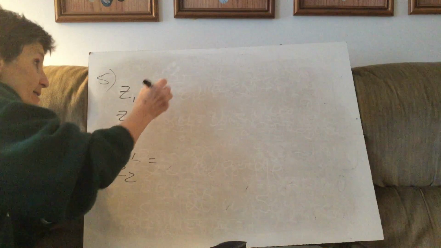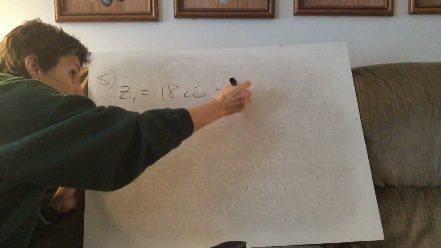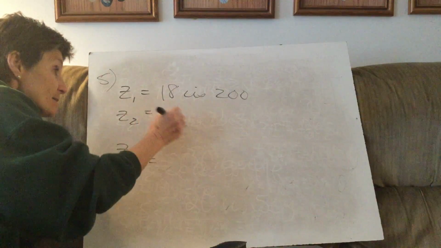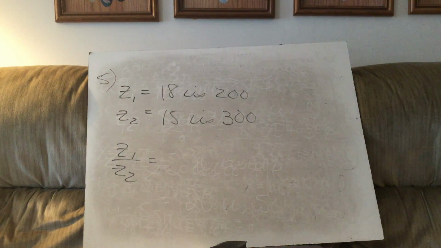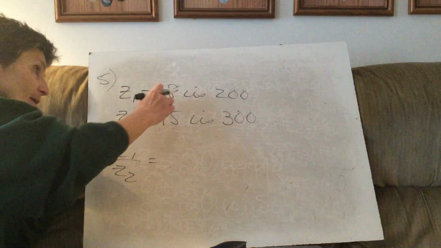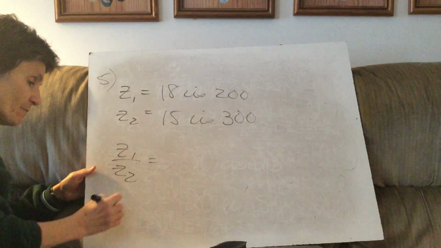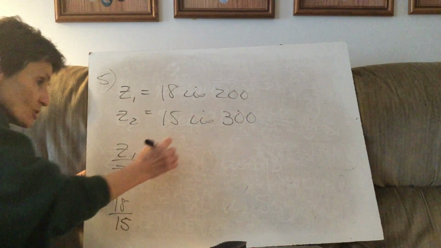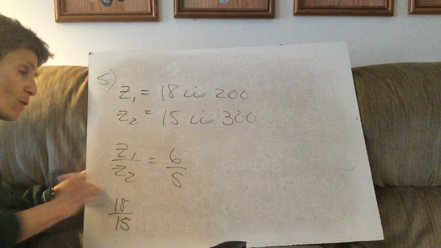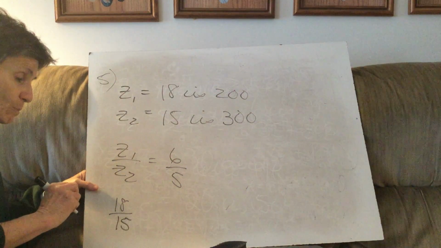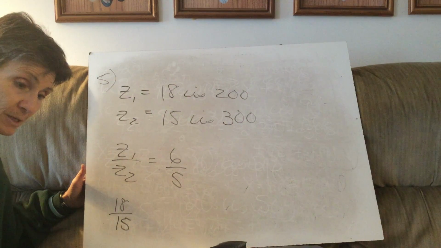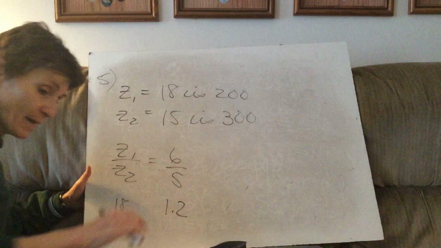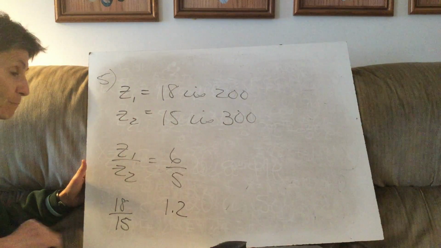All right, so the next one's 18 CIS 200 and 15 CIS 300. All right, so we're going to divide. Now, when we divide, we get 18 over 15. We're going to reduce that, so that'll be 6/5. And it's okay, r can be a fraction. Or if you want to make that a decimal, you certainly could. If you did 18 divided by 15, you get 1.2. So if you like that better, you can certainly use 1.2.